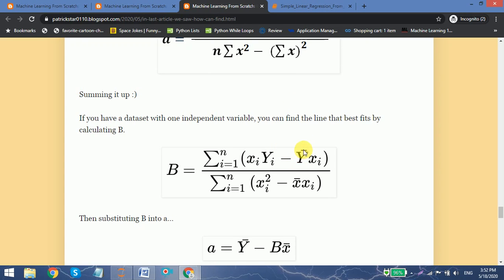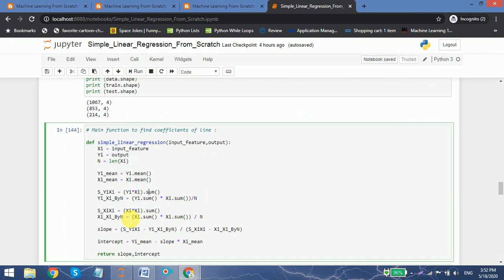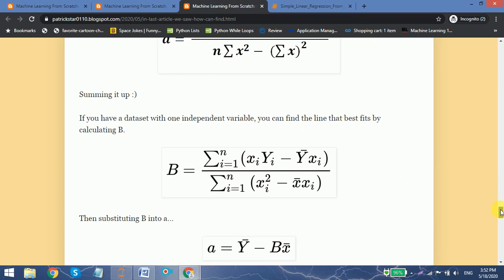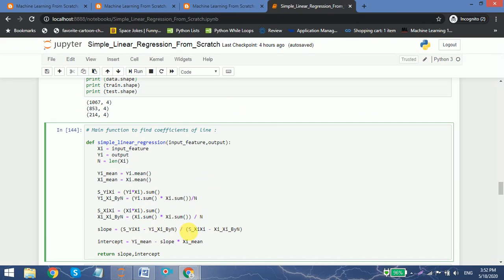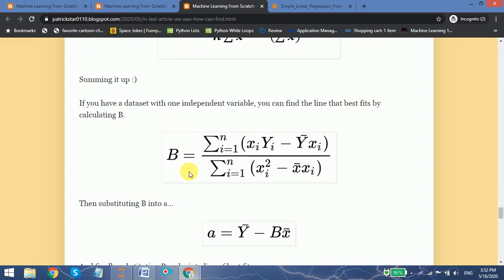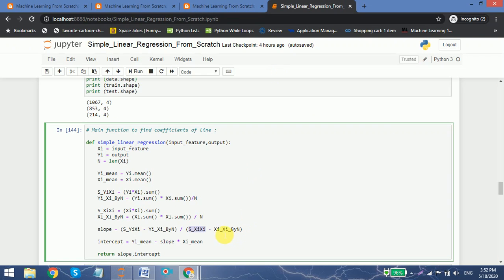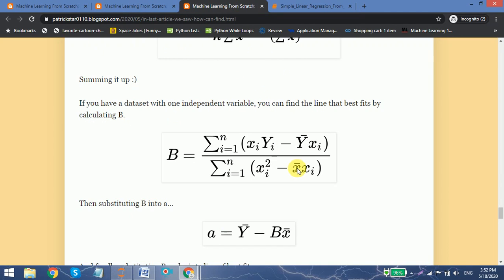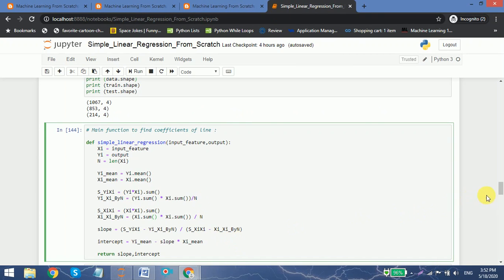Here y bar means the mean of our y data. So what we did is sum our y data values, multiplied them with the x data values, and divided by n. Alright, let's go ahead. Here we can see s_xi_xi, which means xi into xi dot sum, so that is the sum of xi squared, and xi_xi_b_n means xi dot sum into xi dot sum divided by n, that is, x bar into the sum of xi divided by n. That is, I think, simple to understand.